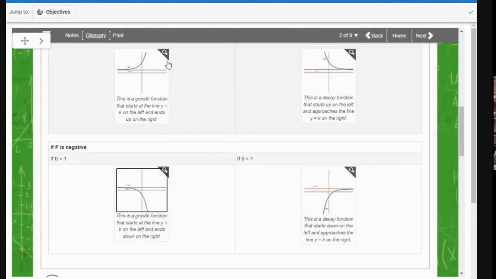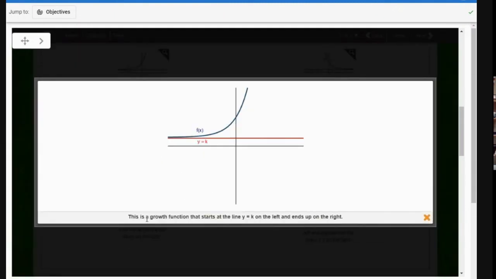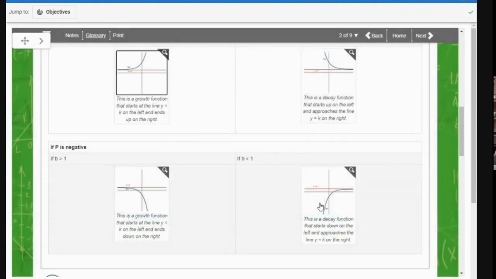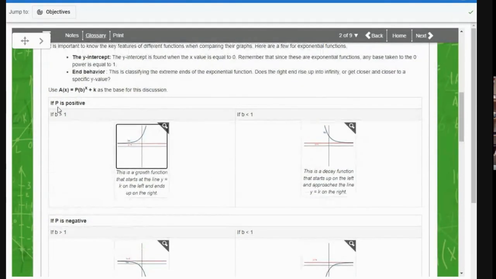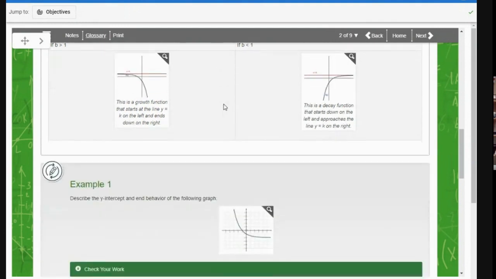But it gives the language for the end behavior. This is a growth function that starts at the line y equals k on the left and ends up on the right towards infinity. So this is if p is positive, and this is if p is negative. And there's the equation. We use pb to the x plus k as the base for this discussion.